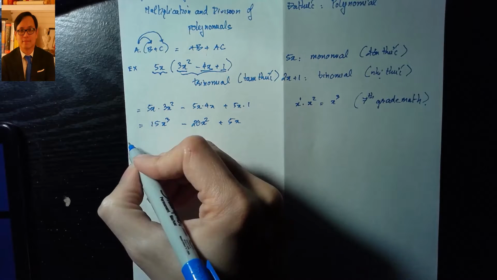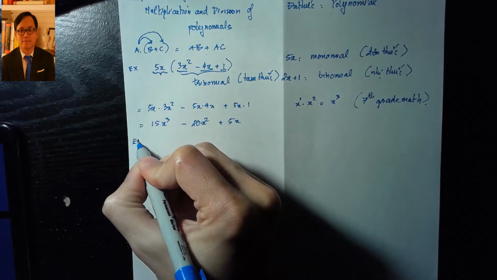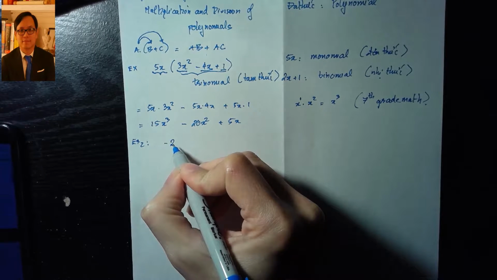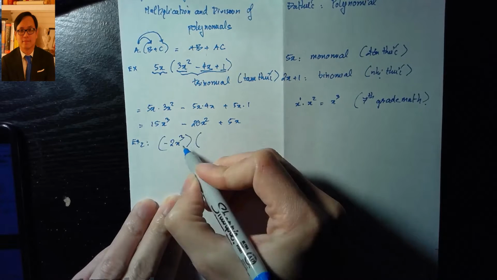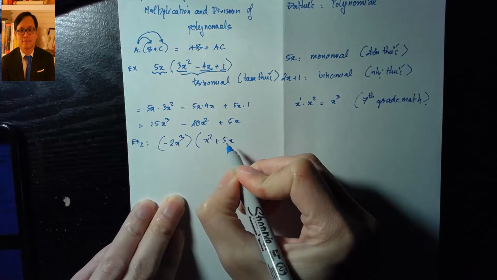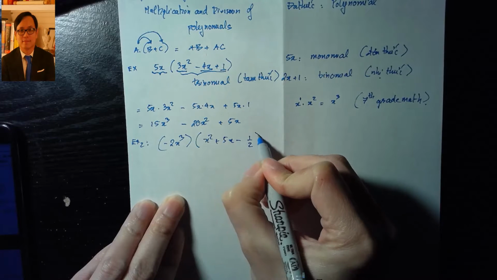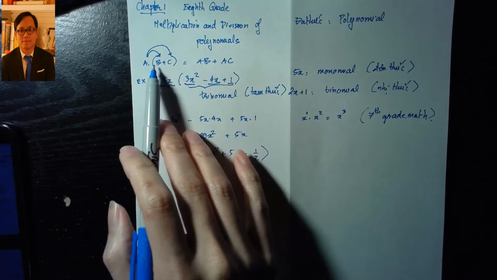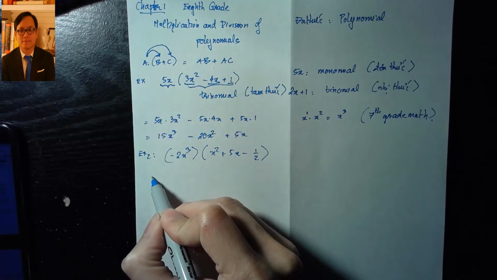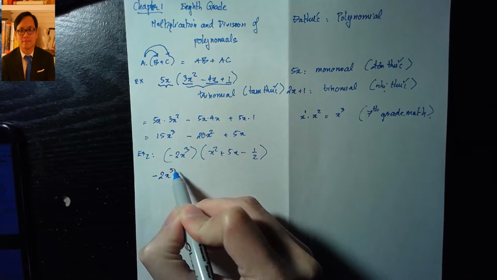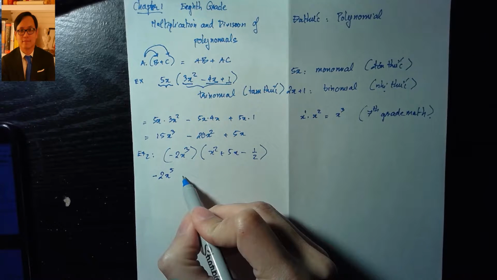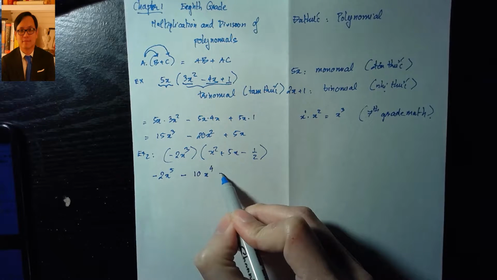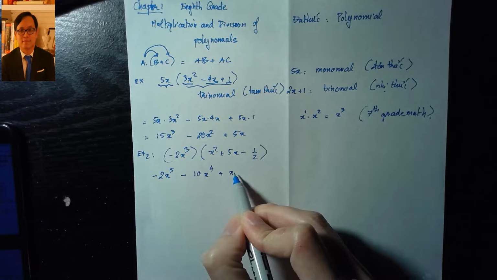Let's do another example. Example number 2. If we have something like negative 2x to the third power times x squared plus 5x minus 1/2, again I apply the distributive property right here. So it becomes negative x to the fifth power, because you add up the exponents 3 and 2, minus 10x to the 4, and negative positive 2 divided by 2 is 1, so you have x to the third power.